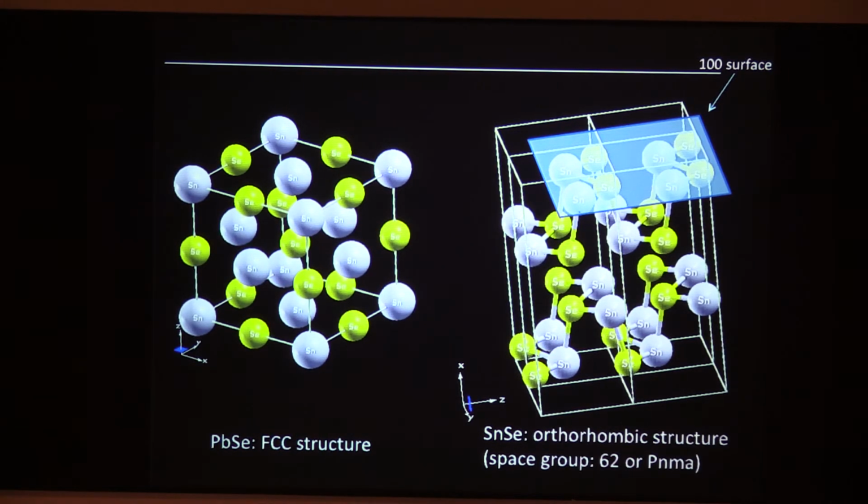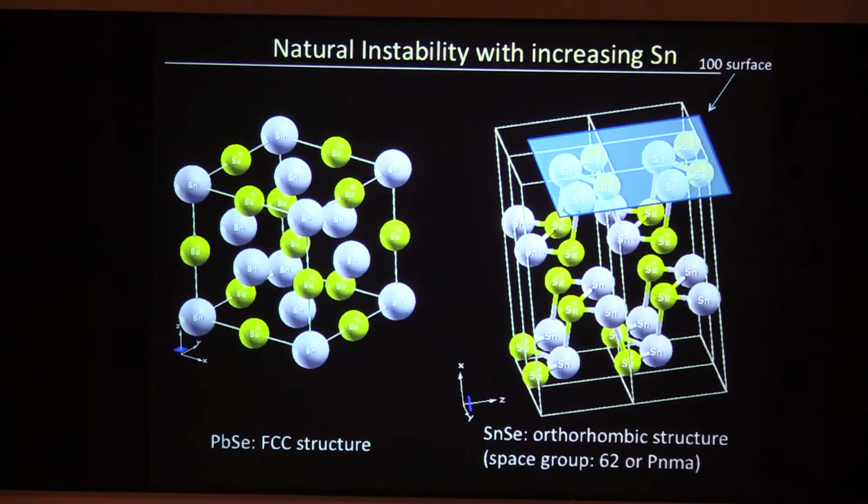So, one thing I want to tell you is that this material does have a tendency towards a very similar distortion in the bulk. If you went to the end member, tin selenide, and you looked at the 100 surface, you would see exactly what we see in our topographies. So this kind of distortion is not unfamiliar to this system.